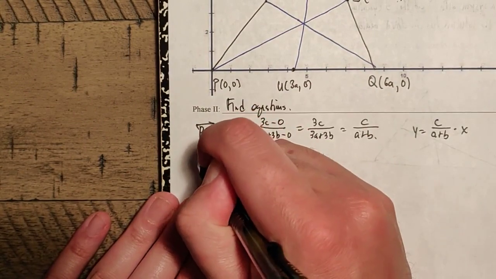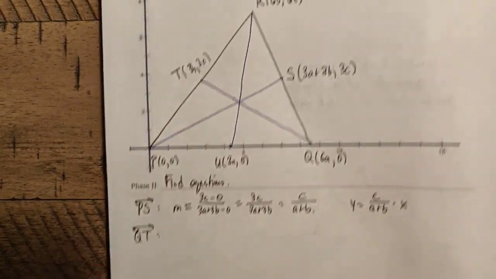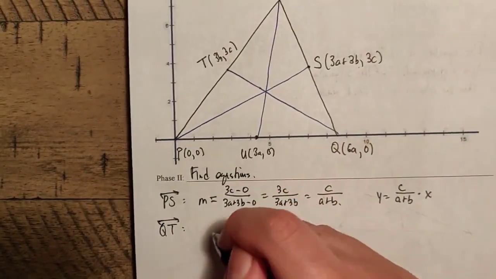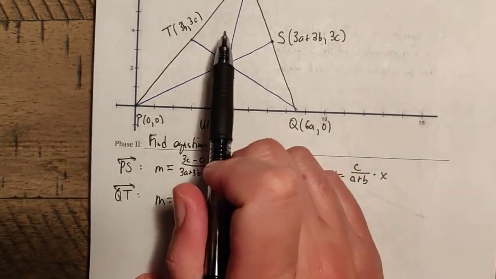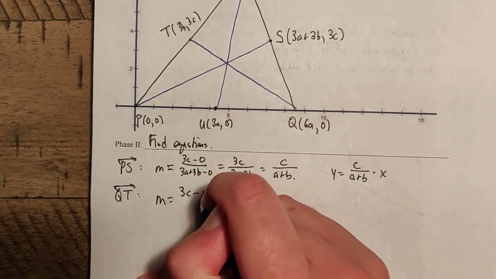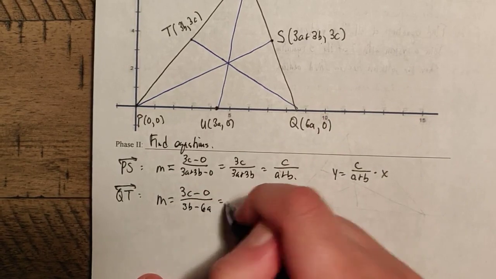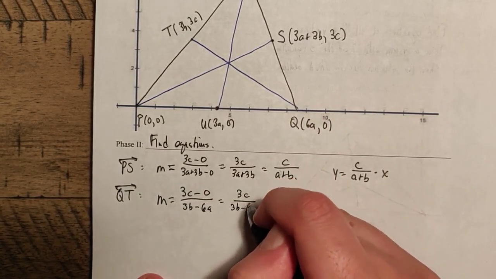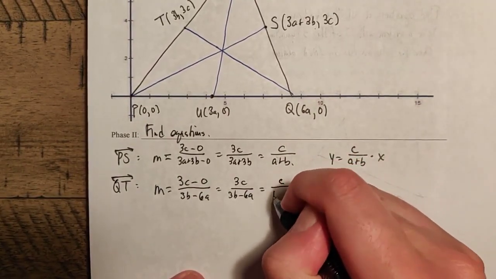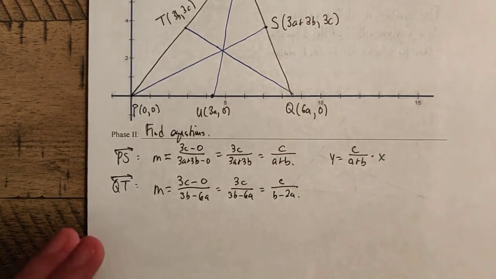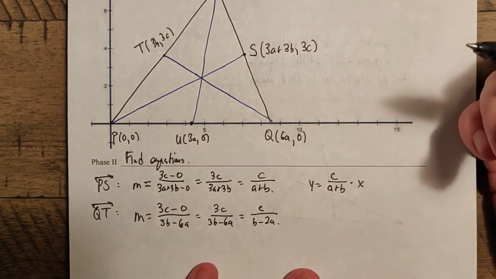We now will look at QT. We're going to do the same thing with QT here. We're going to find the slope yet again. So the slope of this line QT is going to be 3c minus 0 over 3b minus 6a. That's equal to 3c over 3b minus 6a. We notice that all the coefficients have a common factor of 3, so I can cancel them. I'm left with c over b minus 2a here. Now, unfortunately, this line doesn't have a very nice y-intercept here. So we're going to have to use point slope form instead.